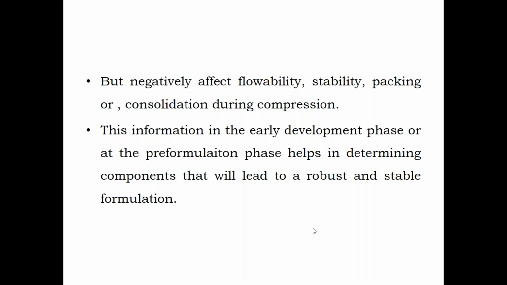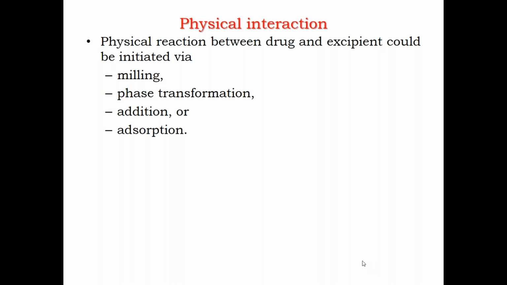So this information in the early development phase or at the pre-formulation phase helps in determining the components that will lead to robust and stable formulations. The ultimate goal is to come out with a formulation which is stable during its shelf life. That's our aim, the goal which we need to reach. So let's start with the first one, the physical interaction process. We just understood the effect of excipient interaction.